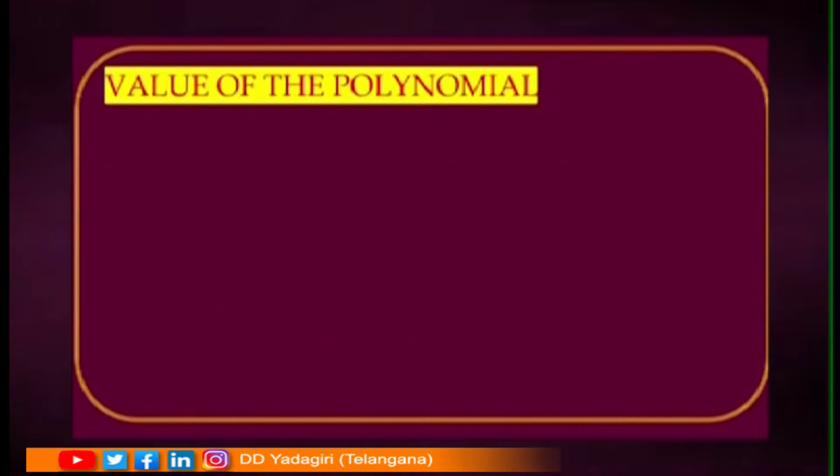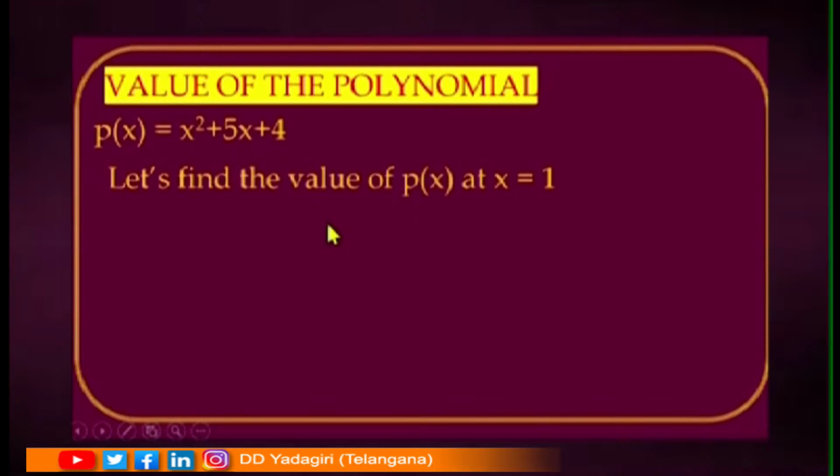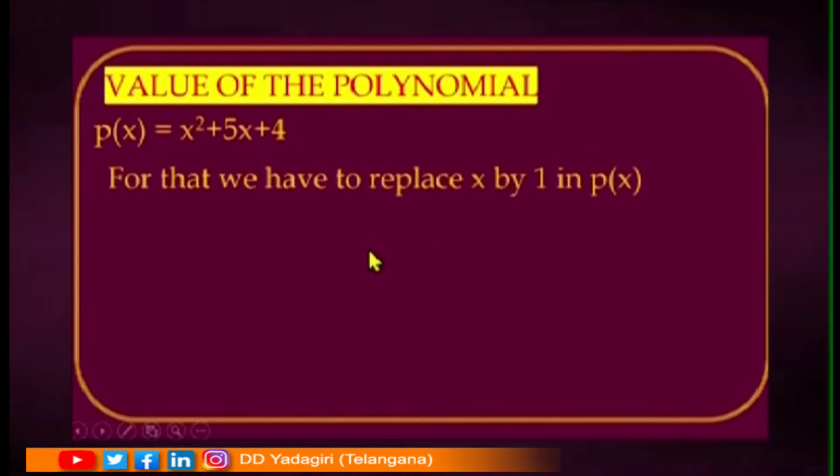Now we discuss the value of the polynomial. Take an example: p of x is equal to x square plus 5x plus 4. Let us find the value of p of x at x is equal to 1. What is the meaning of it? You are going to replace x with 1. For that we have to replace x by 1 in p of x. So in place of x you are going to put 1.